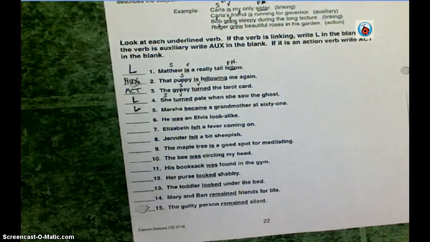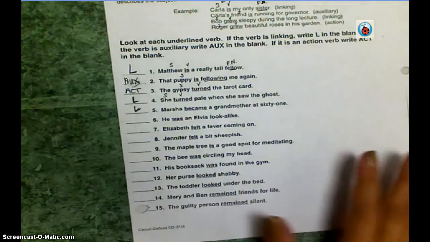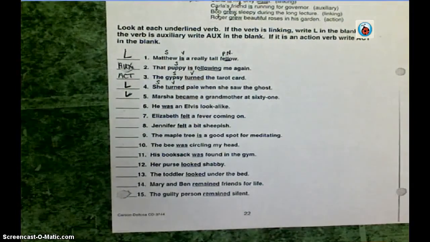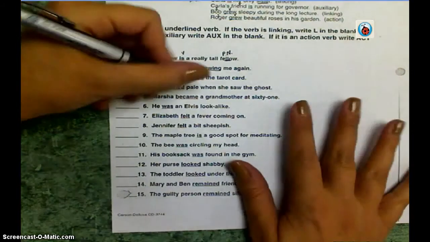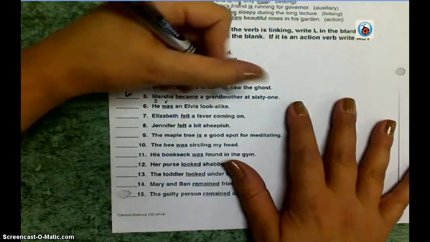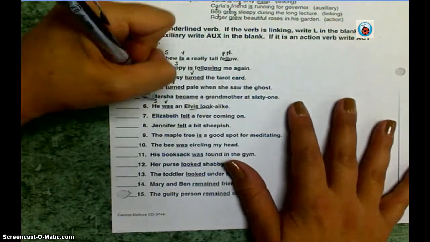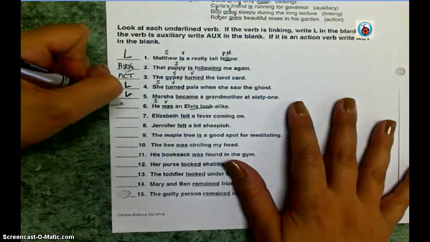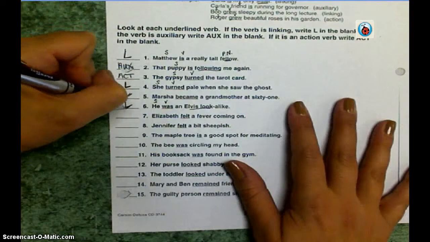So now you're going to do 6 through 15 on your own. And remember, if you have questions, make sure you are asking, okay? So here we go. Number 6. He was an Elvis lookalike. Who or what did it? He, obviously, right? What did he do? He was what? He was an Elvis lookalike, predicate nominative telling us about he. So it's a linking verb, right? Okay.